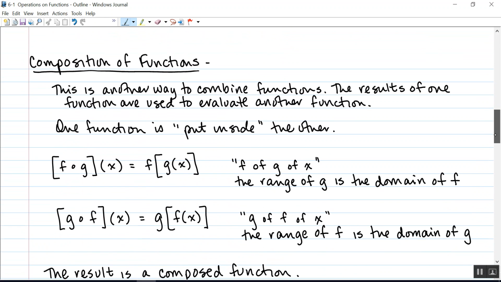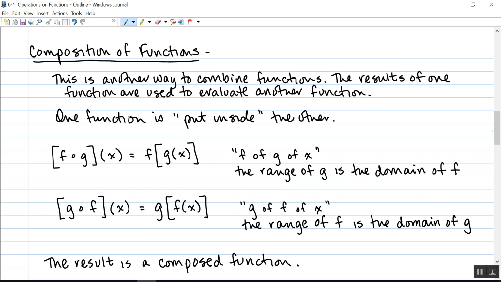Now another way that we can combine functions is called the composition of functions. That means that the results of one function are used to evaluate another function. Another way to think of this is one function is kind of put inside of the other. Here's the notation. We have square brackets, and this is (f ∘ g)(x). That's not actually a 0 or an O, it's just a tiny little circle.